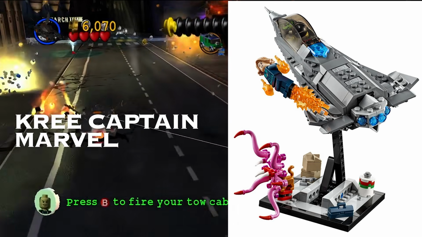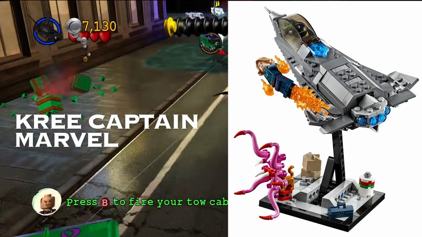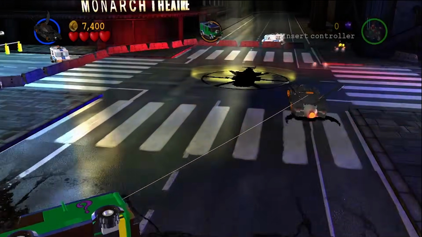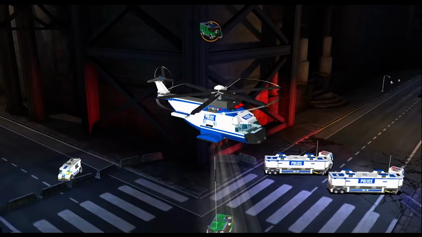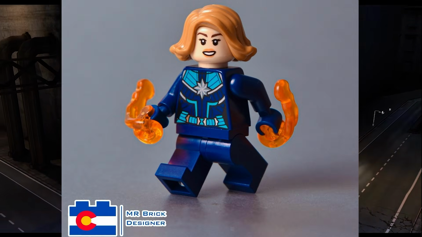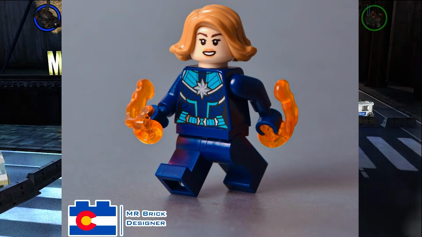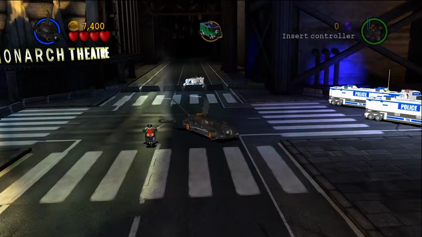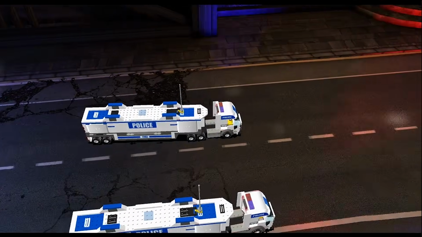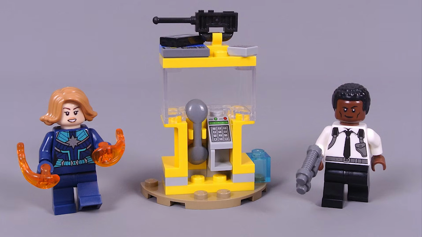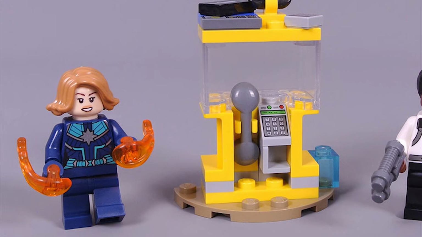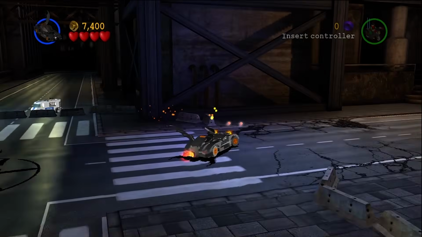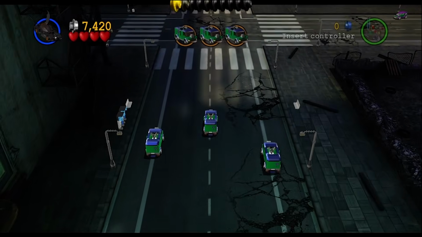Kree Captain Marvel. In 2019, LEGO released this set based on the Captain Marvel movie as a San Diego Comic-Con exclusive, and in this set was this exclusive Captain Marvel minifigure in her Kree suit. The only exclusive minifigure of the two was this one, and interestingly enough, LEGO would re-release the same minifigure in this $5 poly bag the next year, which is pretty uncommon when LEGO makes one of these San Diego Comic-Con exclusive sets with an exclusive minifigure included.